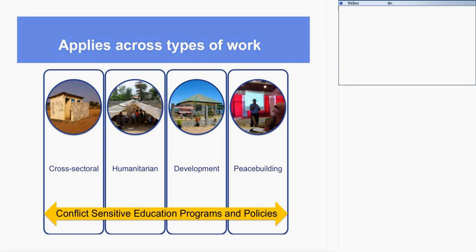Note that conflict-sensitive education applies across all types of work. We tend to work in flows of either humanitarian or development or peace building, but conflict-sensitive education can cut across all of these. For example, across cross-sectoral work with water and sanitation, school health and nutrition, and those programs are going to include the delivery of knowledge, be it capacity building, training, formal or non-formal education.